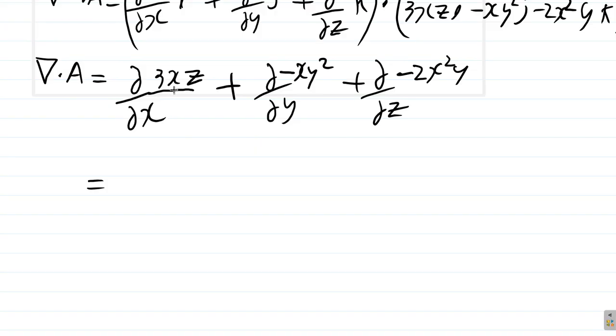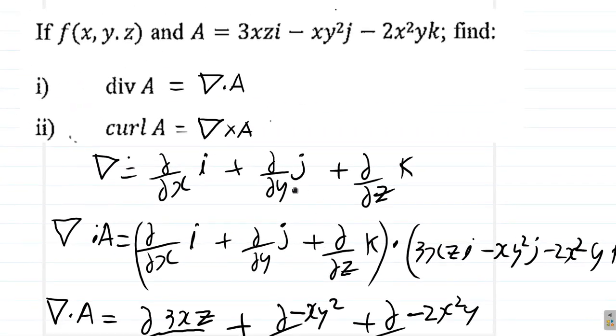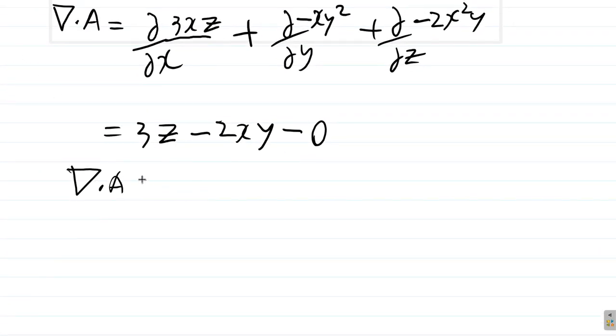when you differentiate this partial with respect to x, you get 3z. It's going to be a minus. When you differentiate this with partial with respect to y, you have 2xy, going to be a minus again. When you differentiate this with respect to z, you get 0 because there's no z there. So what you have here is that the divergence of A is equal to 3z minus 2xy. So you have that.